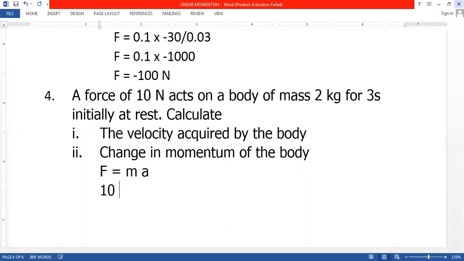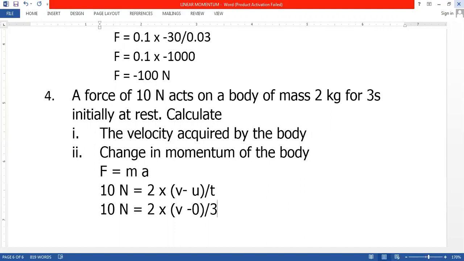How much is force? 10 Newton is equal to how much is the mass? So mass is 2 kg into acceleration. What is acceleration? V minus U upon T. Exactly. So you can see 10 Newton, we will change the subject of the formula later on, is equal to 2 into how much is V? That is what we have to calculate. How much is U? U is 0, initial velocity, divided by T. How much is T? So T is 3 seconds. Exactly. So let's solve it.